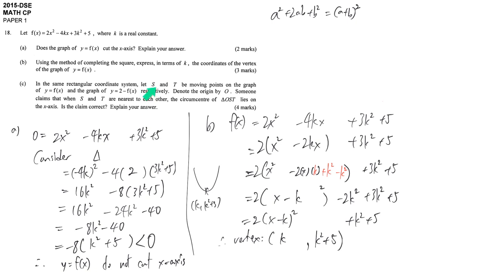They say that S is some moving point on the original graph, and T is some point on the graph after transformation. After that, they say that when S and T are closest to each other, then their circumcenter something like that. So it's too complicated, and we need to understand the situation. We need the original function, and also we need to know the graph after transformation. How does it look?